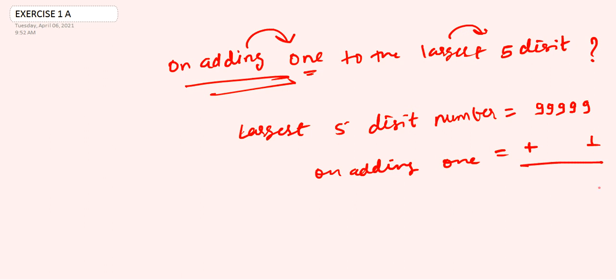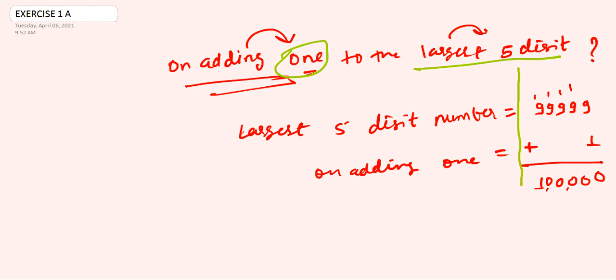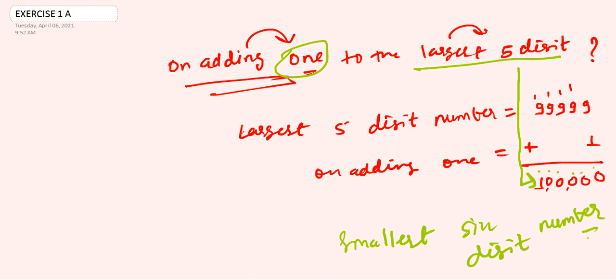Okay, then 9 plus 1 is 10, 0 this side, 1 carry, then again 0, 1 carry, again 0, 1 carry, again 0, 1 carry, then last 10. So 1 lakh we are getting here. That means if we add 1 to the largest 5 digit number, our answer will be 1 lakh, and 1 lakh is 100,000, the smallest 6 digit number. Okay, this is very easy, you can solve question number 11.